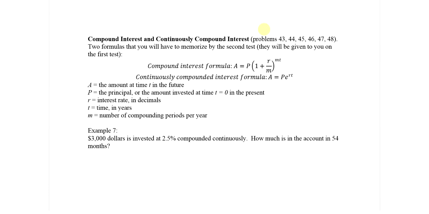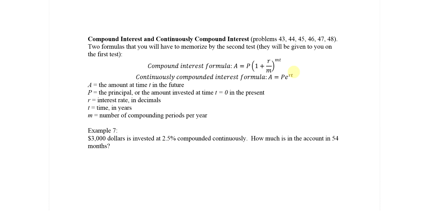Here we are. These are two formulas that you'll have to memorize by the second test, not for the first test. You'll be given these on the first test. Right? One is the compound interest formula, A equals P times (1 plus r over m) to the mt. One is the continuously compounded interest formula, A equals Pe to the rt. We'll see much more of these in section 3.1 and 3.2.